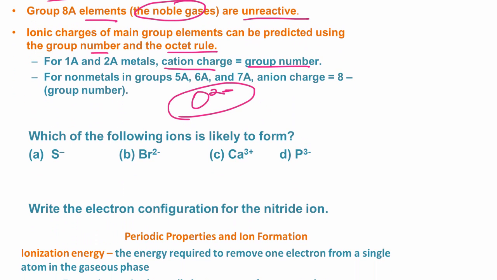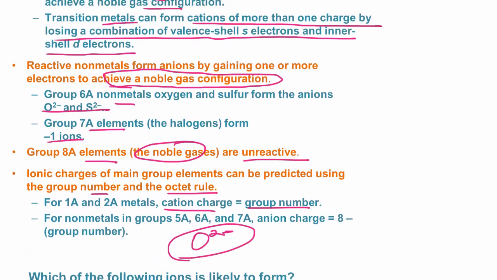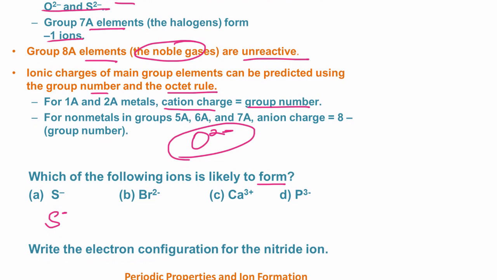Let's take a look at this problem. Which of the following ions is likely to form? Here we have a sulfur with a -1. If we take a look at the periodic table, we'll see sulfur is in group 6A. It's going to gain 2 electrons in order to attain a noble gas configuration. So this sulfide ion with a -1 charge will not exist. Actually, sulfide ion looks like this.